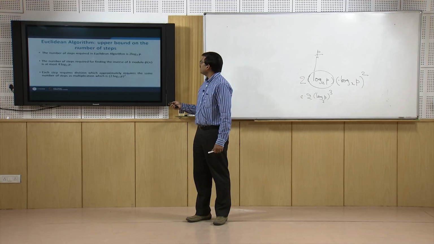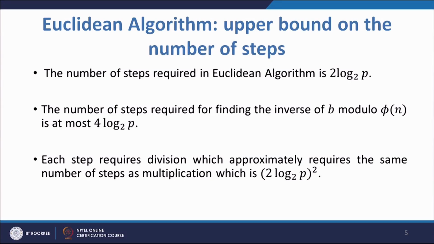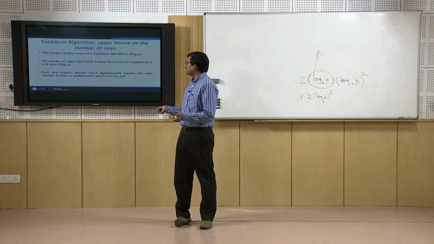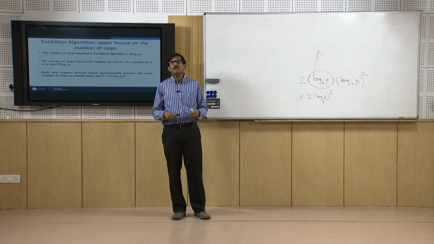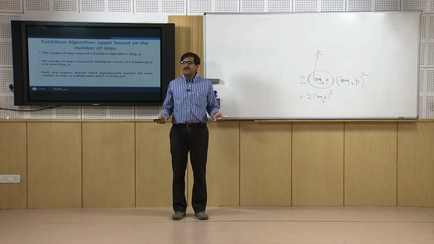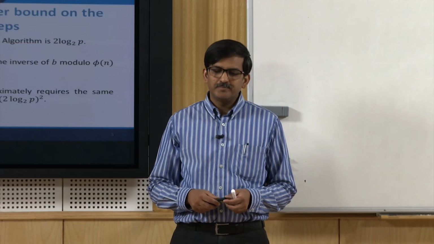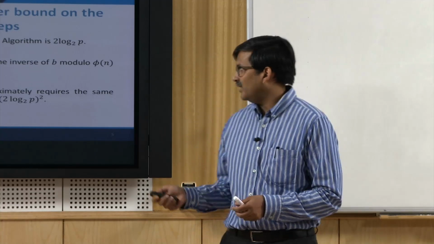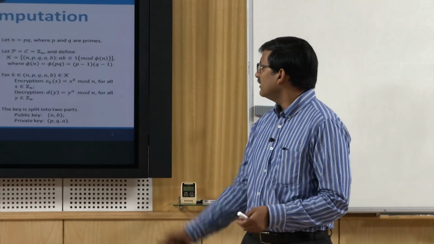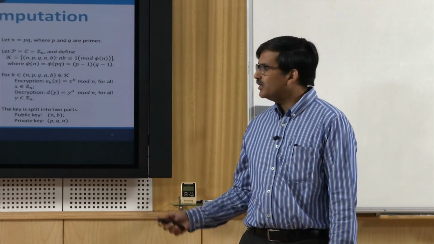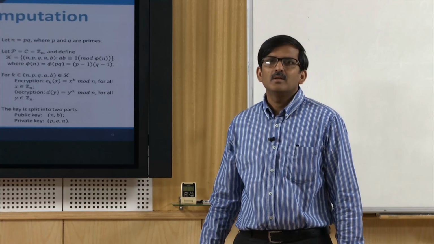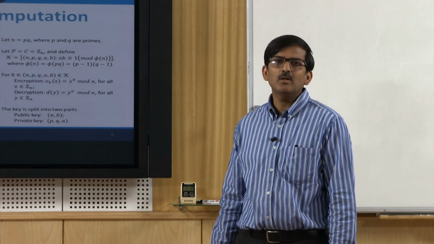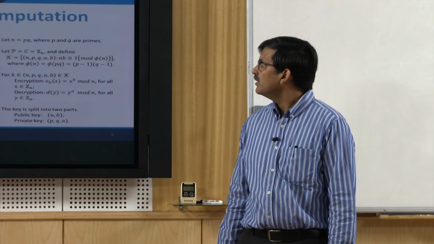So, in this slide I have given a very rough and definitely overestimation of the number of steps. There are fast algorithms to compute multiplications, and some other processes, and therefore we can make it faster, but we are sure of one thing, that the number of steps is not going to be more than a small constant times log p cube.